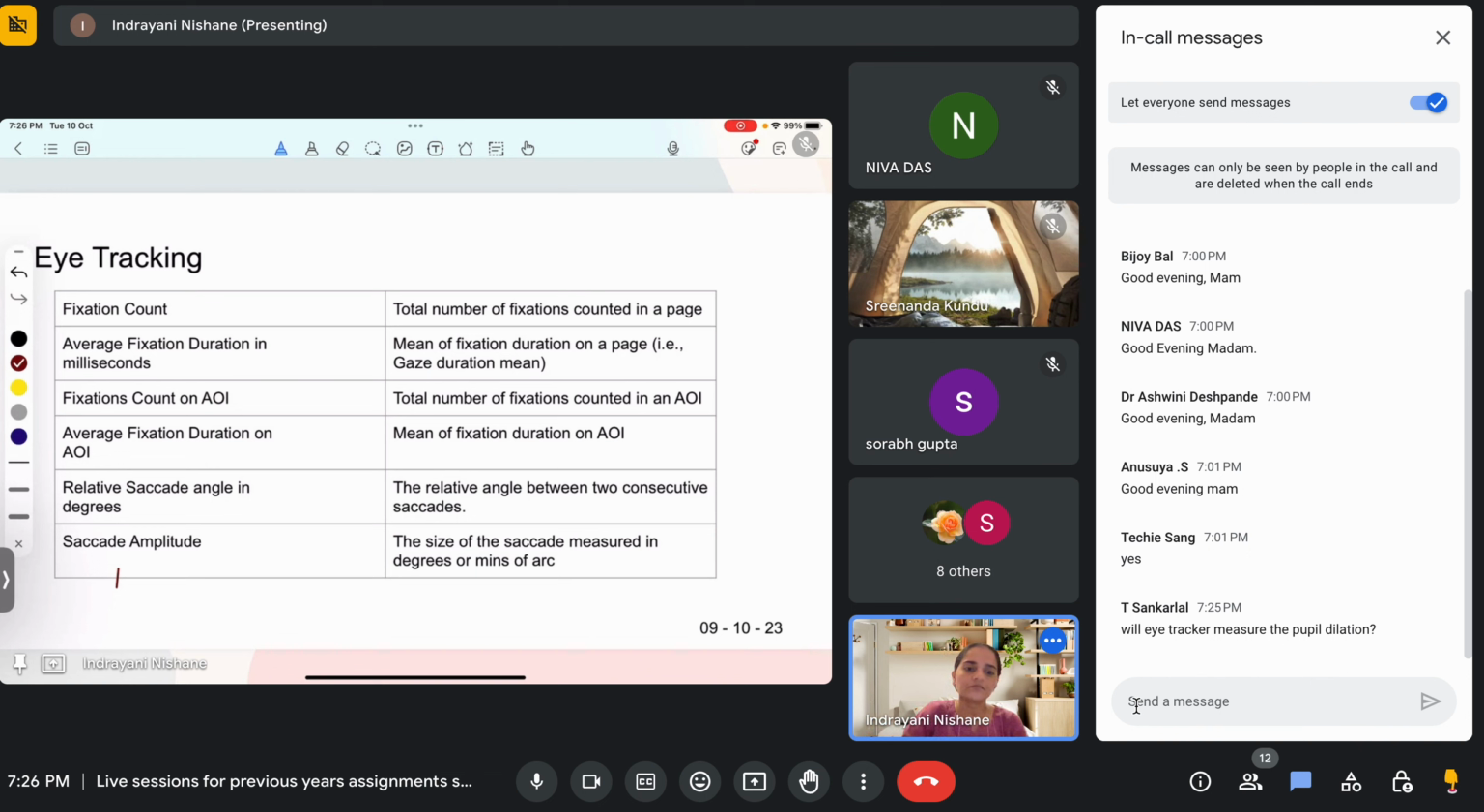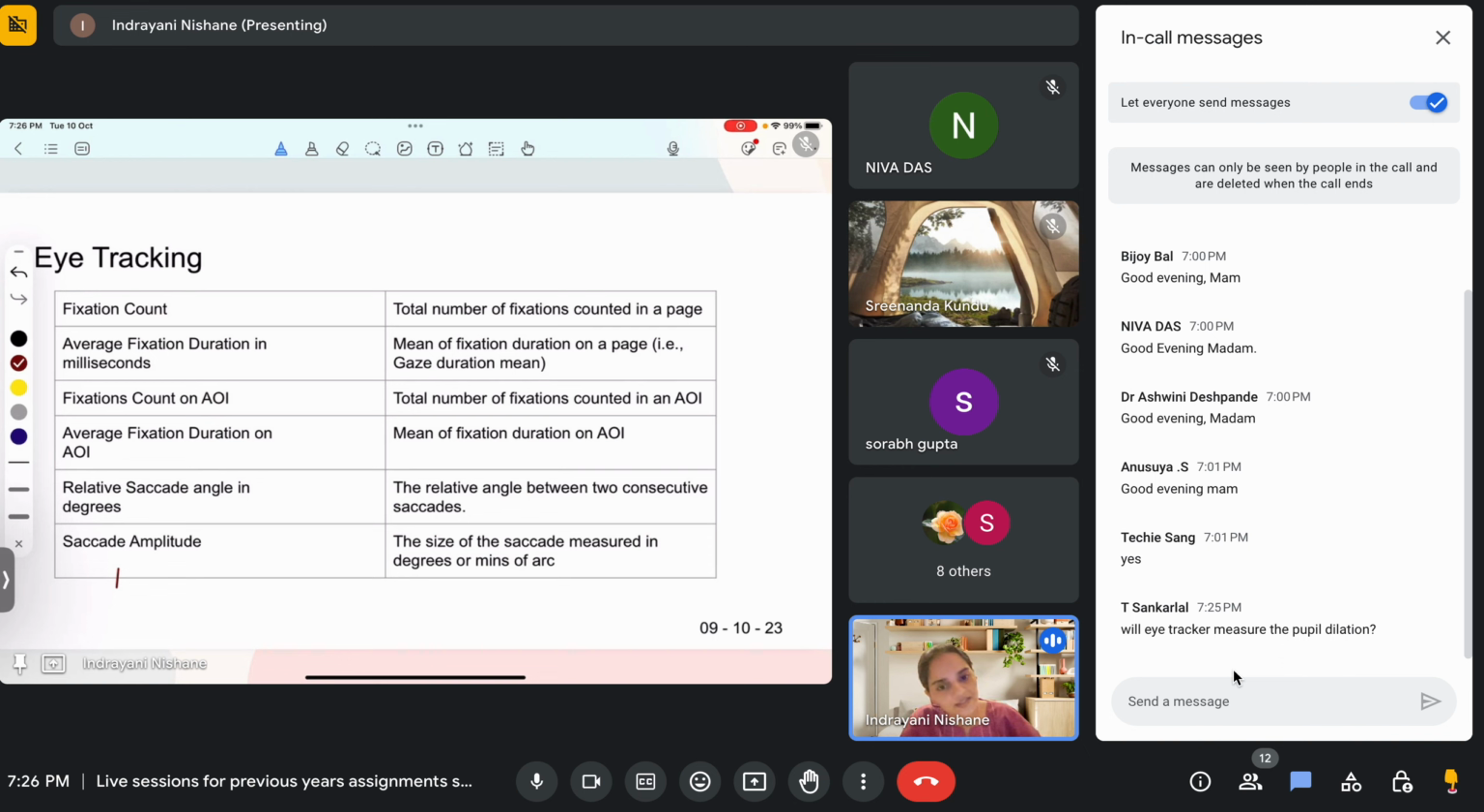Okay. To answer a question in the chat box: will the eye tracker measure pupil dilation? There are some advanced eye trackers that also measure pupil dilation. How do they do that? Because we are tracking pupil movement, where our pupil is looking, it also has some kind of assumption about the size of our pupil. So when that size changes, the advanced sensors make note of the change in size. That gives us the pupil dilation information.